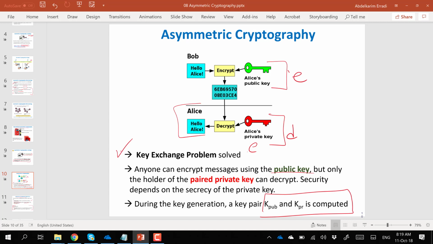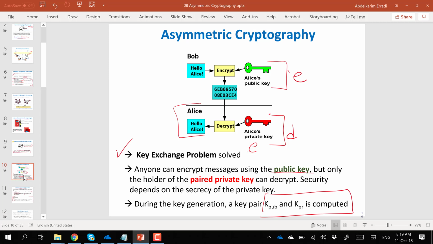See here, the trick, using the same keys, if we use the public key to encrypt and the private key to decrypt, what are we achieving? Confidentiality. If we're using the private key to encrypt and the public key to decrypt, what are we achieving? Non-repudiation. Is this idea clear? Okay, very good.